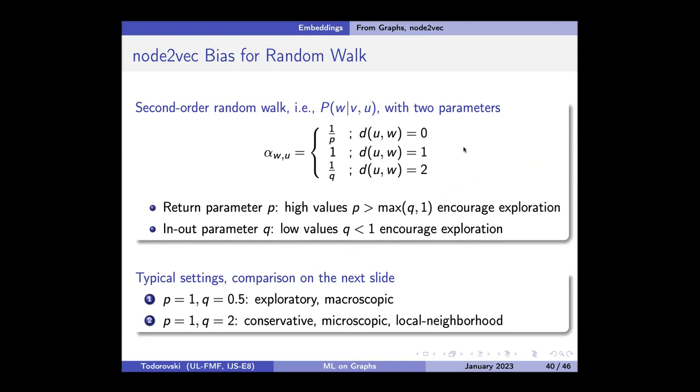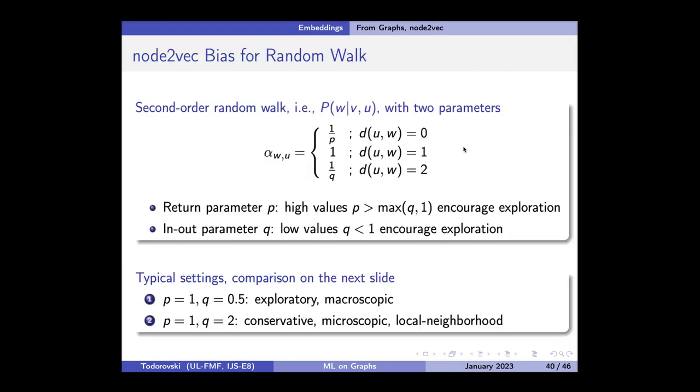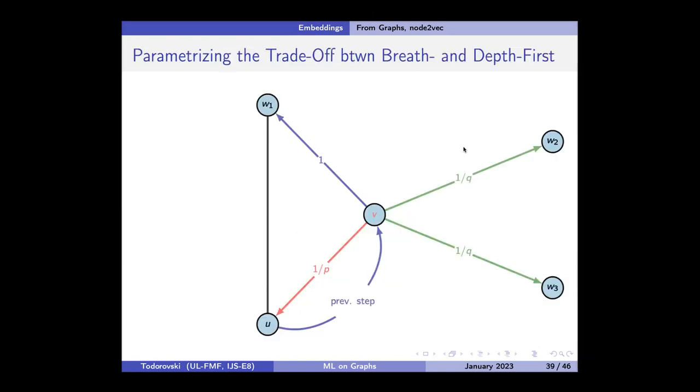And the return parameter p: high values of p actually encourage exploration, because if p is very high, the probability of returning to you will obviously be very low. On the other hand, the in-out parameter q: low values of q encourage exploration. So if q is low, then this probability becomes high, and then I go and explore.